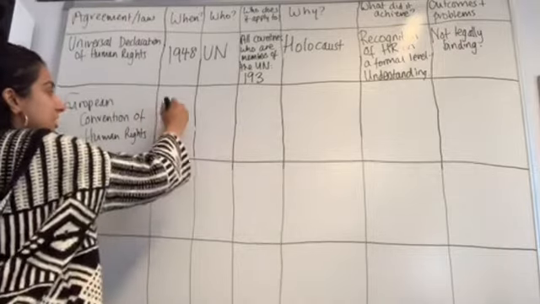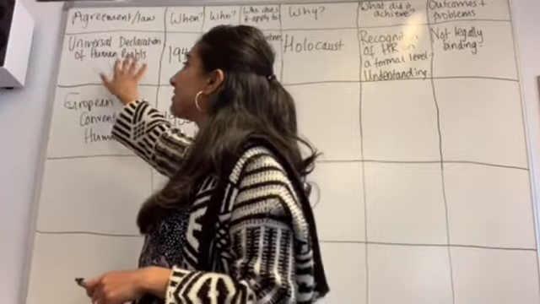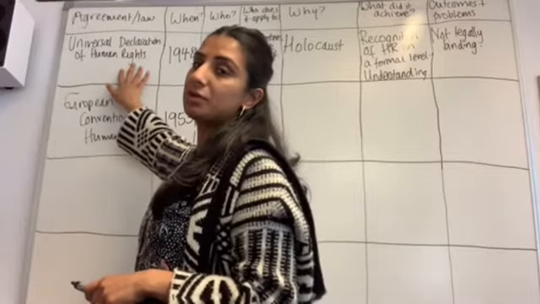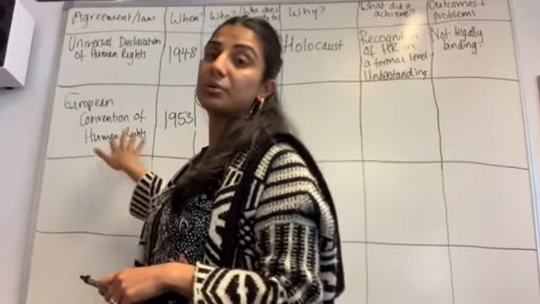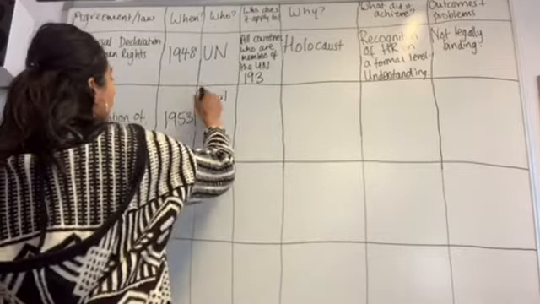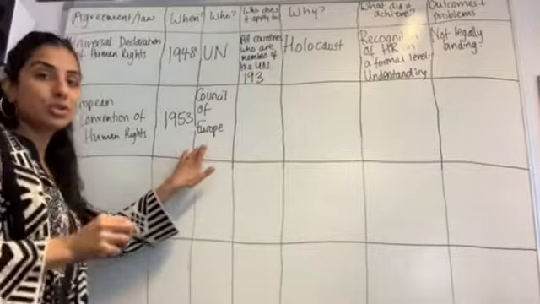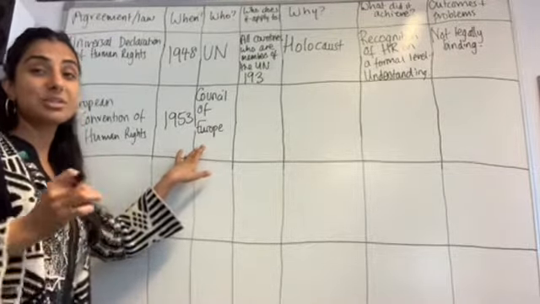It was introduced in 1953, and what it did was put the articles that existed in the Universal Declaration of Human Rights into a European context and made it applicable to European countries. It was introduced by the Council of Europe. Please make sure you do not get the Council of Europe and the European Council mixed up. They're two totally different things.